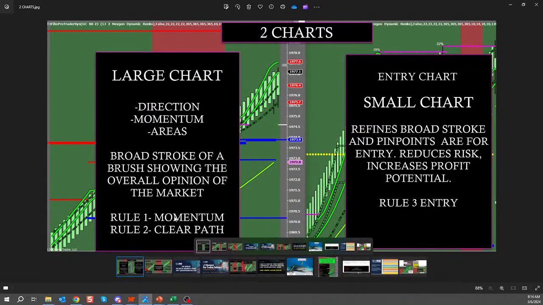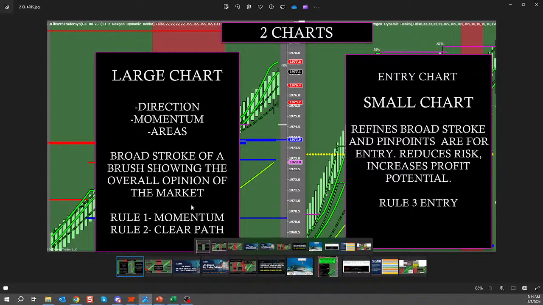Your first 2 rules happen on the large chart. From the most current bar, you'll understand the direction of the market. You'll understand whether or not you have momentum. That's rule number 1. And you'll understand whether or not you have a clear path to get to your target.